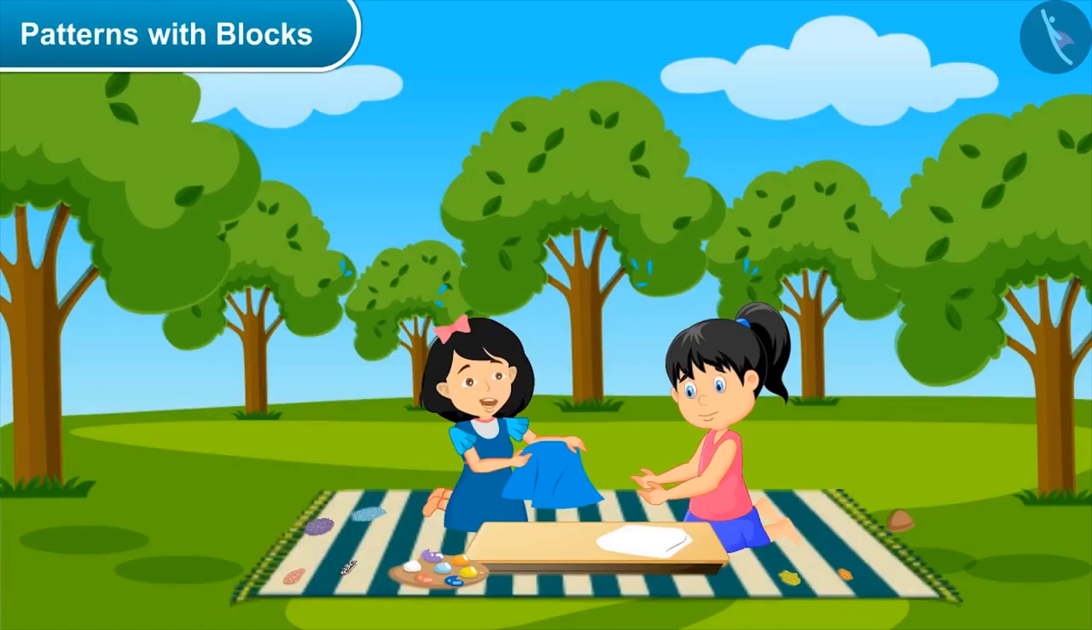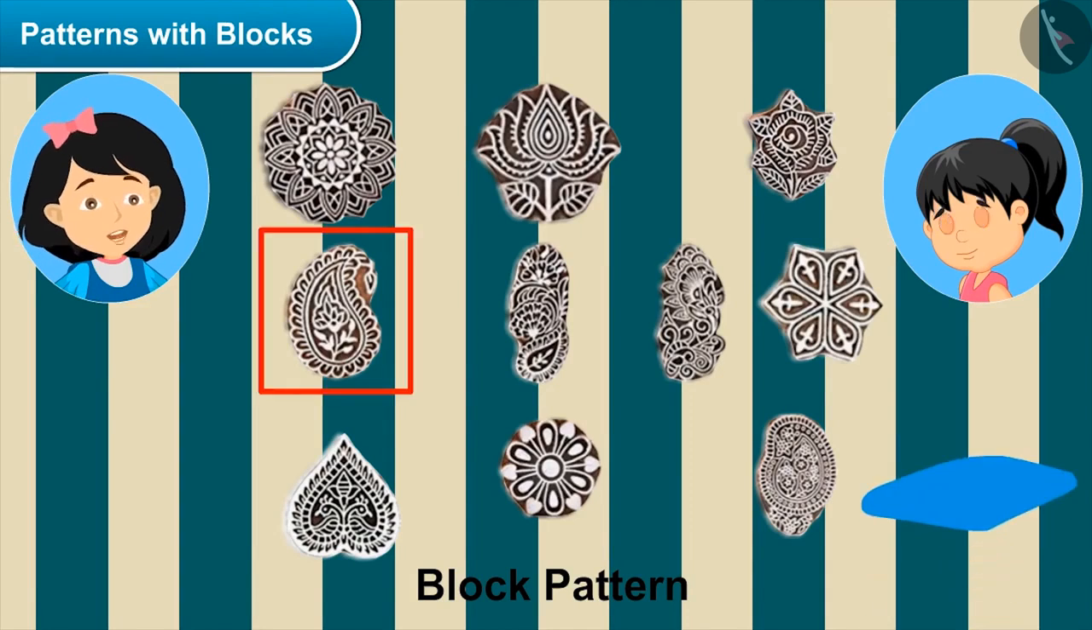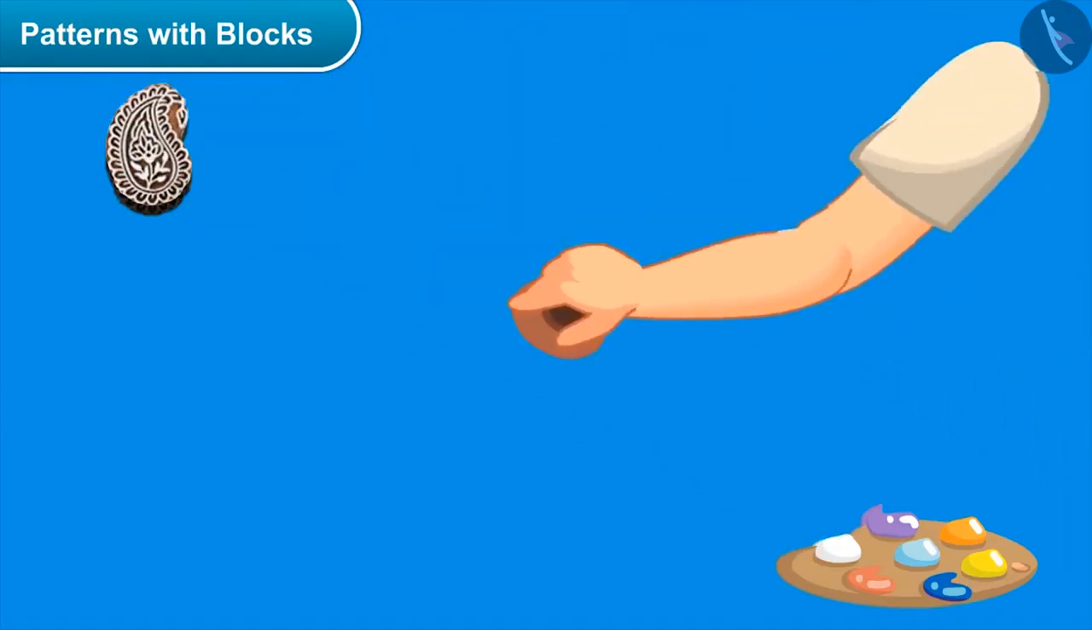Come, let's draw a block pattern on this cloth. See, I have these blocks. Sister, can I draw? Yes, first paint this block with color, then apply it on the cloth. Okay. See this. Now do the next one yourself.